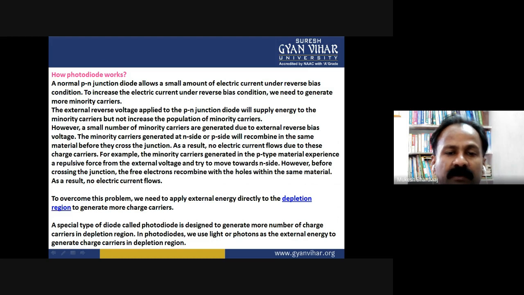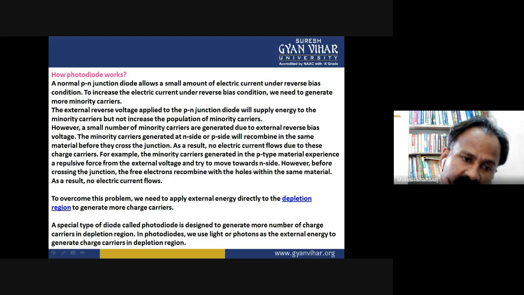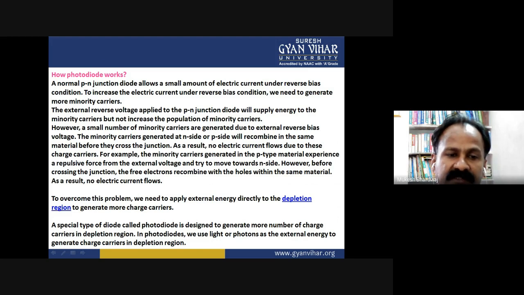To overcome this problem, we need to apply external energy directly to the depletion region to generate more charge carriers. A special type of diode called photodiode is designed to generate more charge carriers in the depletion region. In photodiode, we use light or photons as the external energy to generate charge carriers in the depletion region.